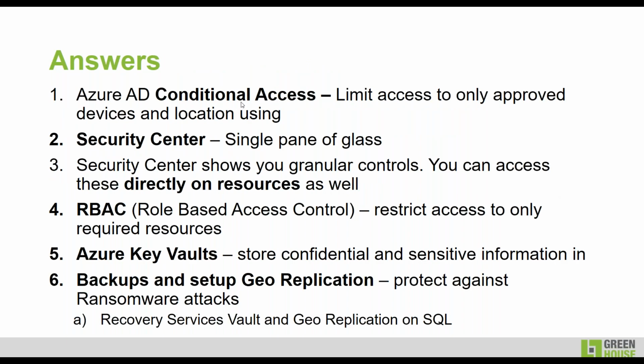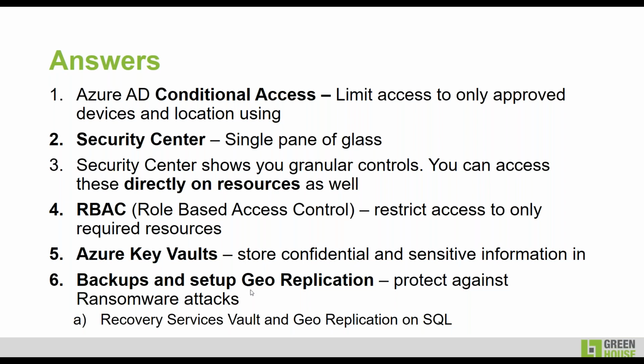So the questions that we posed earlier for the demo scenario, these are the answers. To limit access, we would use Azure AD conditional access. A single pane of glass is the Security Center, through which we can view the whole security posture of the environment. To control access to individual resources, we can still use Security Center to get granular control. You can even go to the resources themselves and take actions on those resources. To restrict access to only required resources, you can use RBAC. Azure Key Vault is what is there to store any confidential information like your connection strings and usernames, passwords, etc.